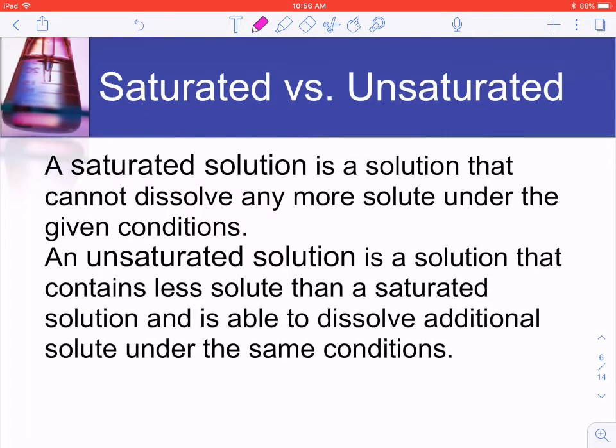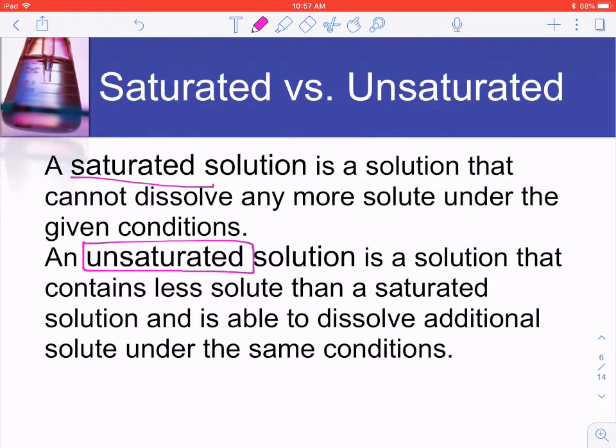Okay, so whenever we make our solutions, it turns out we have some more terminology, and we think about whether things are saturated or unsaturated. Saturated is a word that means full. If something is saturated, it's completely filled up. You may have heard of a sponge being saturated. A sponge that is saturated is probably dripping wet. It can't hold any more water, so the excess water is falling off. Whereas if you're unsaturated, you can still hold more.